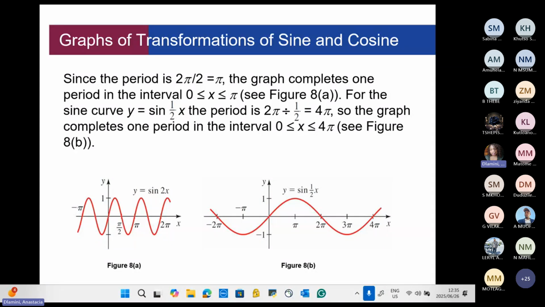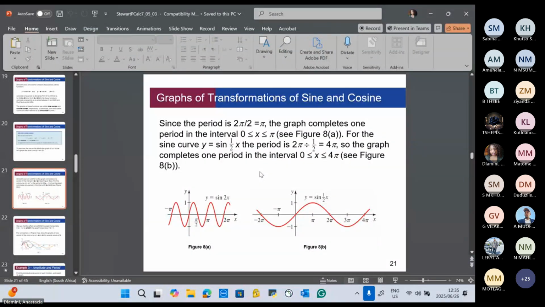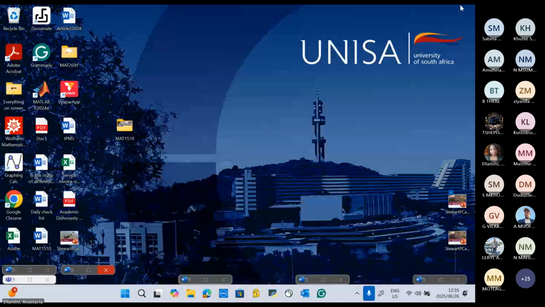So look at this, what they're saying here. Let me just explain it by drawing it fast, very quickly. The section is a bit long, guys. So let's do this. Whoa. Okay. Let me draw it so that you see it.